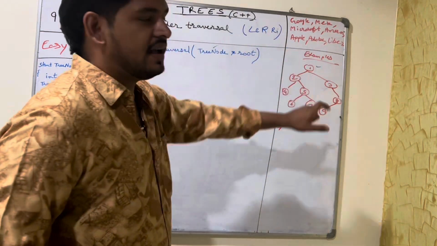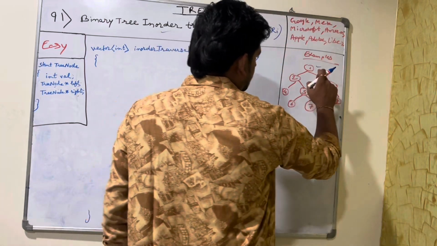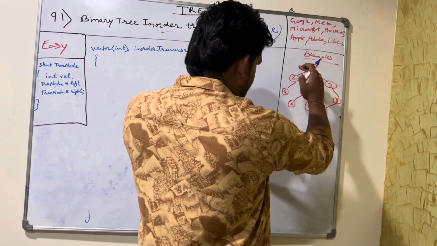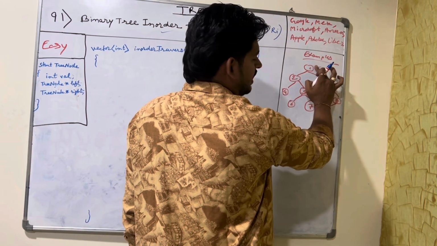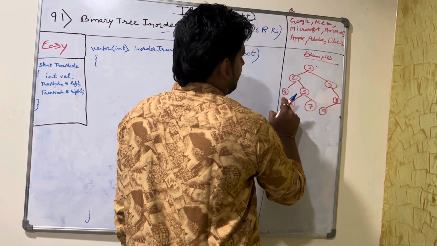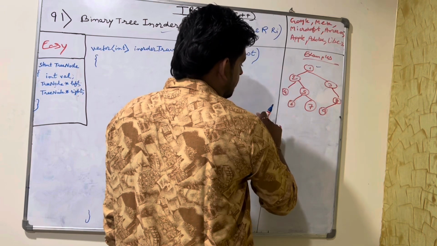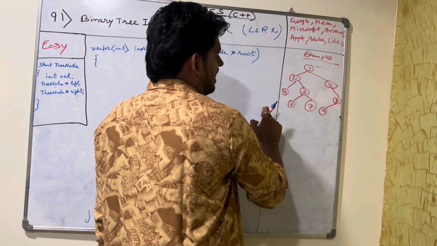So what would be the in-order traversal of the example that is given here? We are at the root, okay? But we would like to travel the left subtree of this before traveling this root. So we go to the left. We see, okay, again we have a left. So we again go to the left. But here, is there anything on the left? It doesn't have any left subtree.